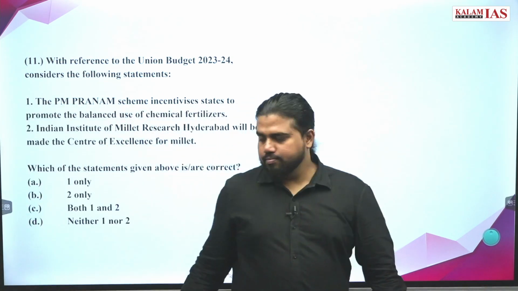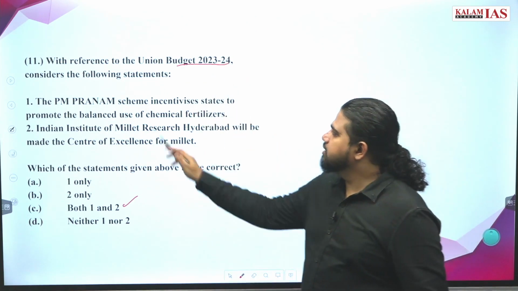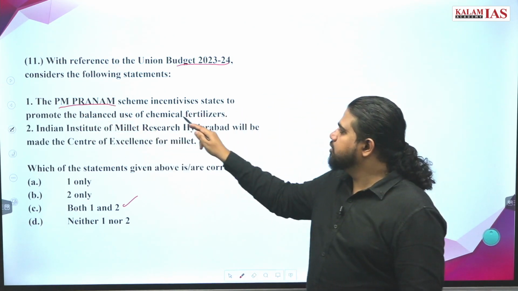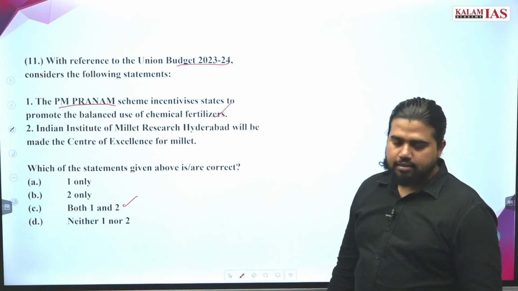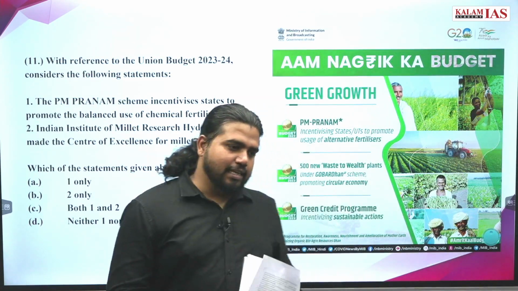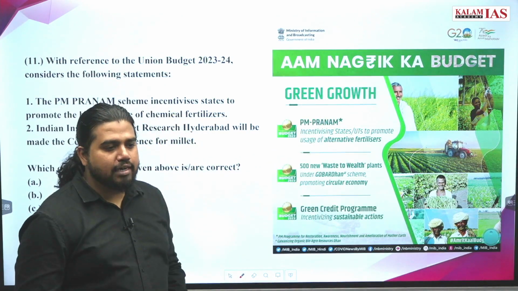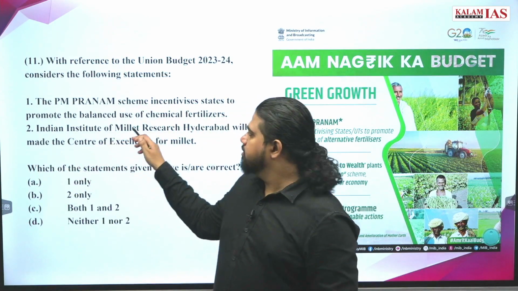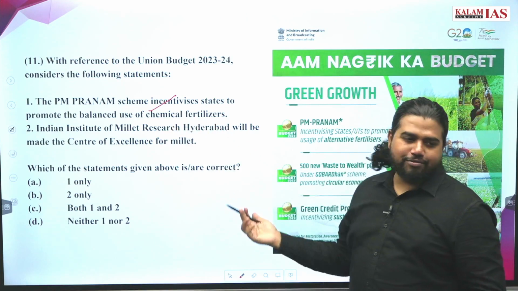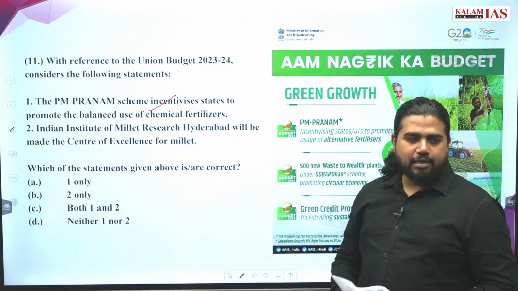C. With reference to Union Budget 2023-24, consider the following statement. PM PRANAM scheme incentivizes states to promote balanced use of chemical fertilizers. What exactly is the PM PRANAM scheme? It has exactly the same objective, incentivizing states to use alternative fertilizers. So it's a correct statement. Balanced use of chemical fertilizer or promotion of alternate fertilizers, all these have similar meanings.